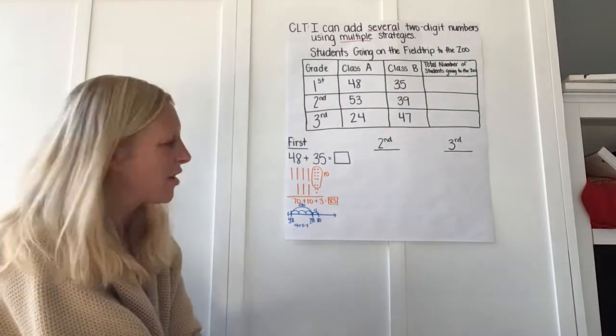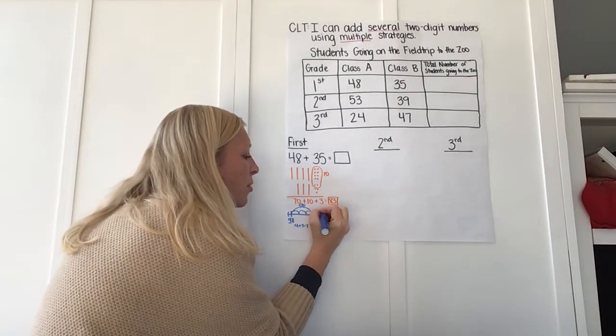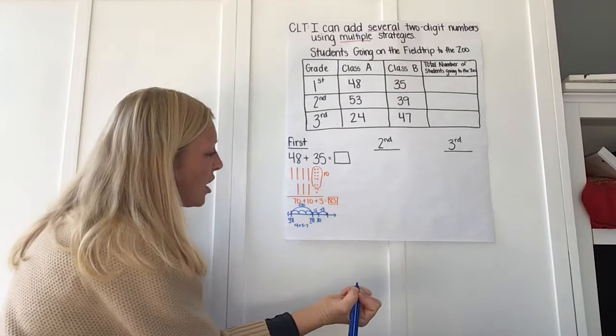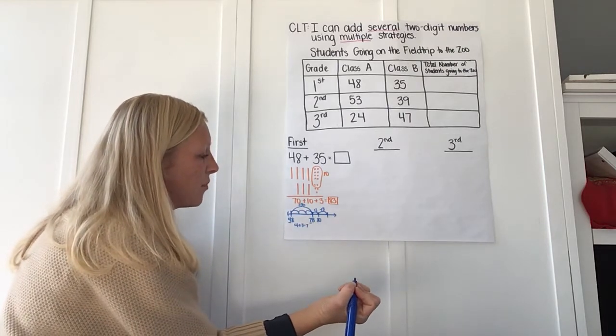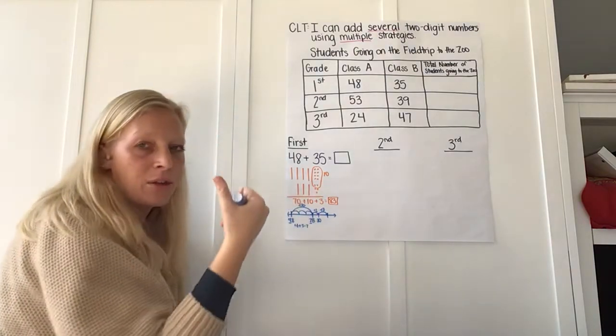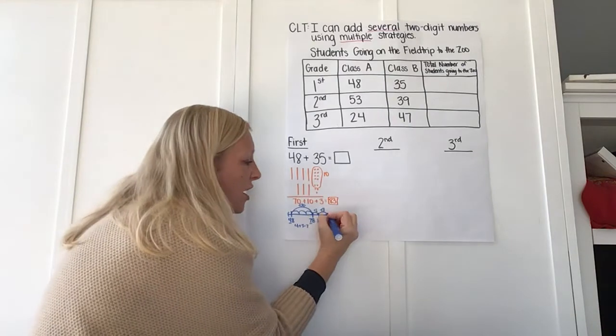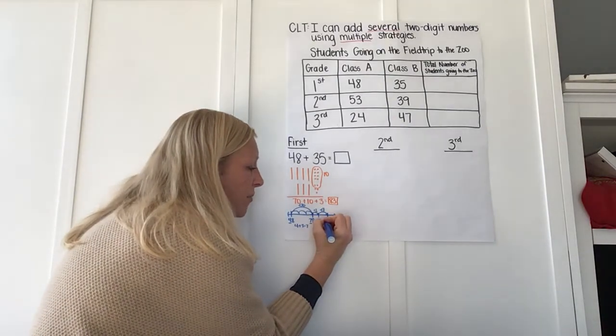It gets you to that friendly number. And then what? You needed to jump 3 more. And why did you know that? How did you know that you needed to jump 3 more? You had 32, 33, 34, 35. You needed to add 35 on. And when you added 3 more, what did you land on?